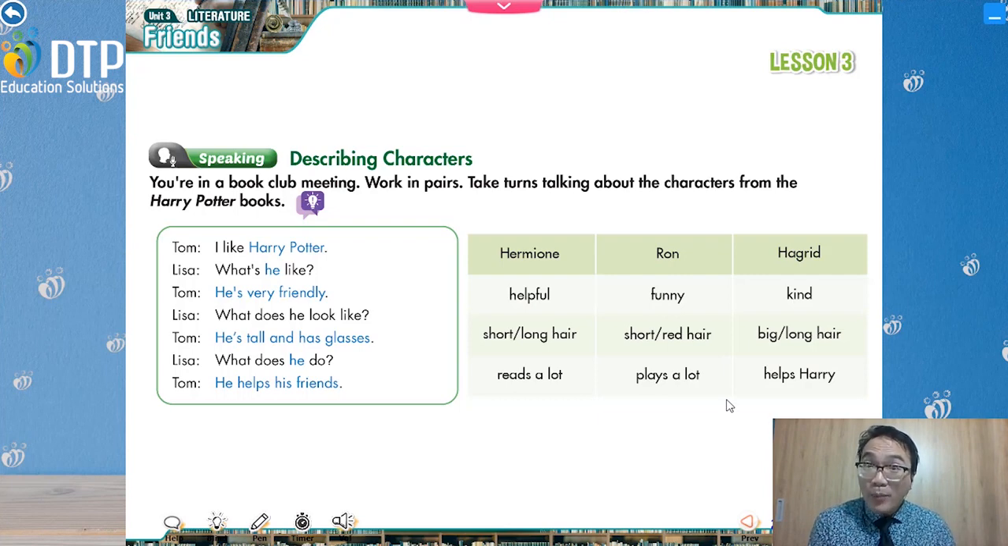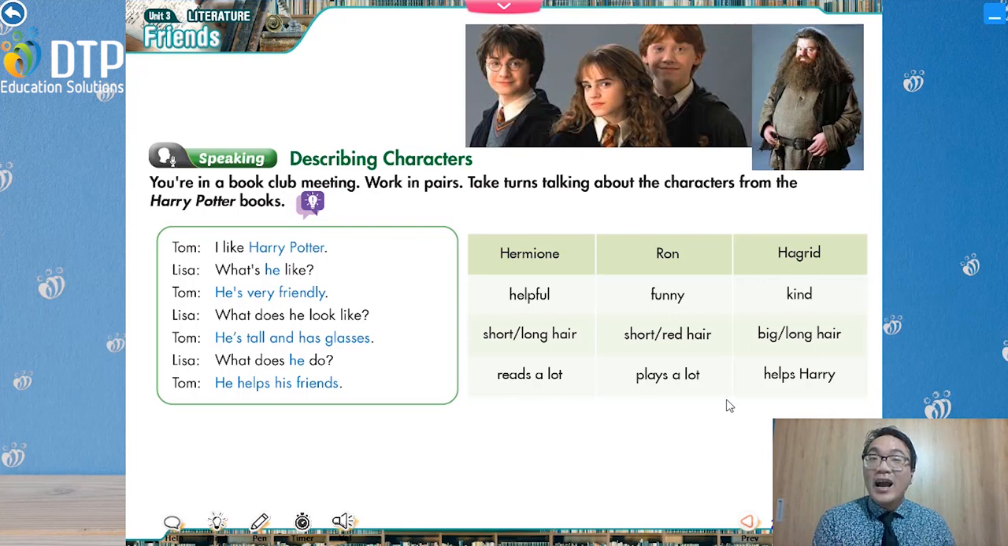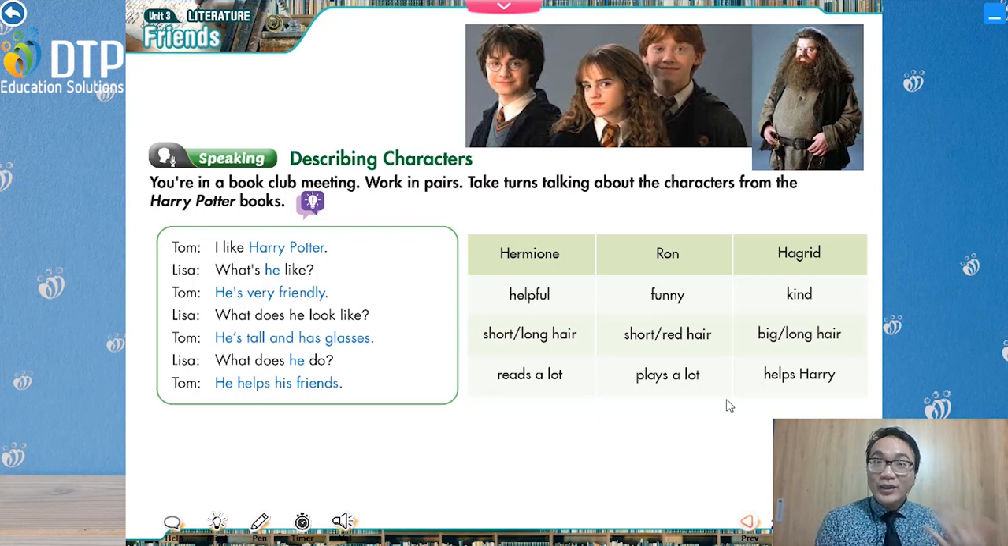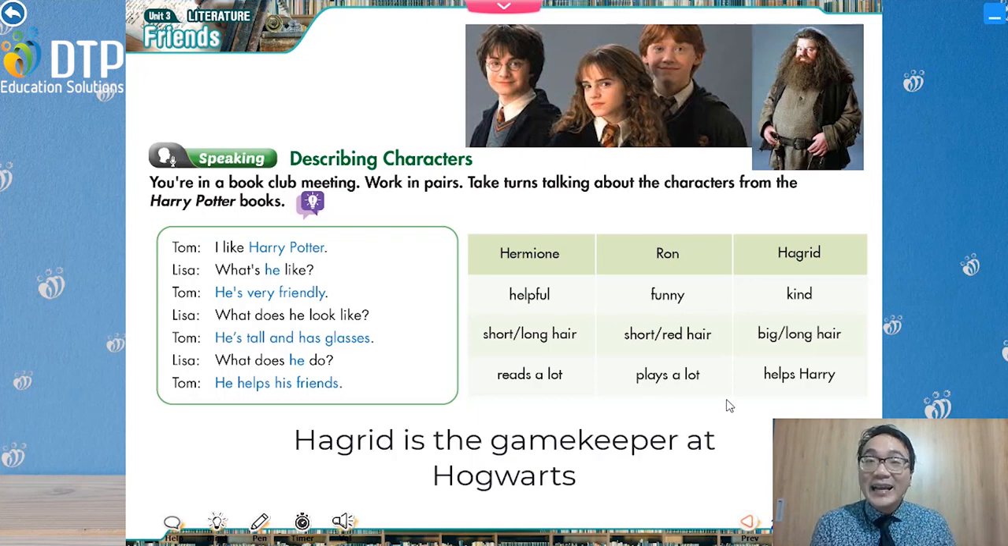Wow, you know Harry Potter? Yes, a little wizard, right? With a lightning scar on his forehead. So do you like Harry Potter? Yeah, so you take a look here. We have some characters here. We have Harry Potter, you have Hermione, you have Ron, and you have Hagrid. So Hermione and Ron are Harry Potter's best friends. And Hagrid is the gamekeeper at Hogwarts, right?